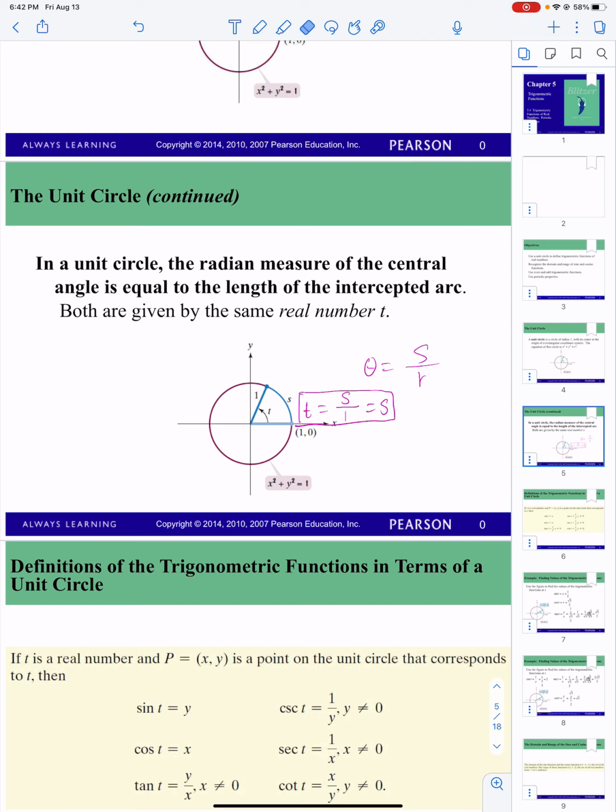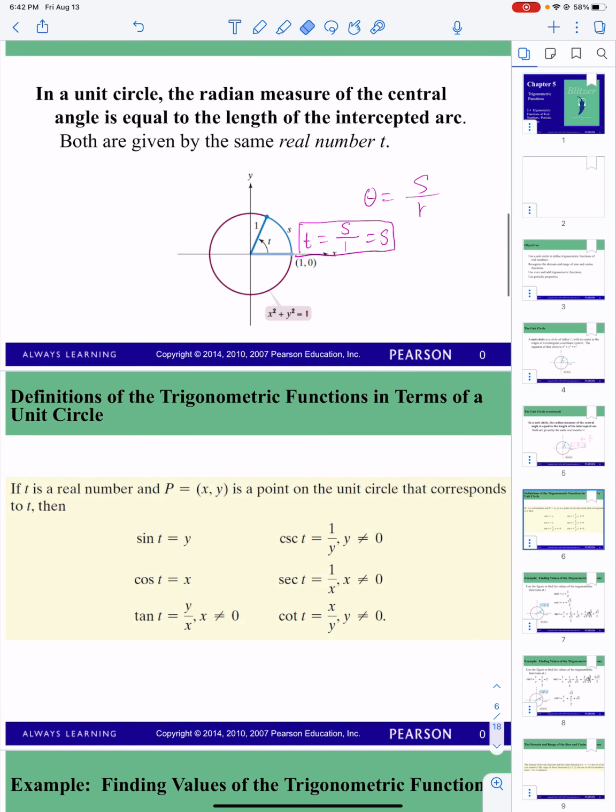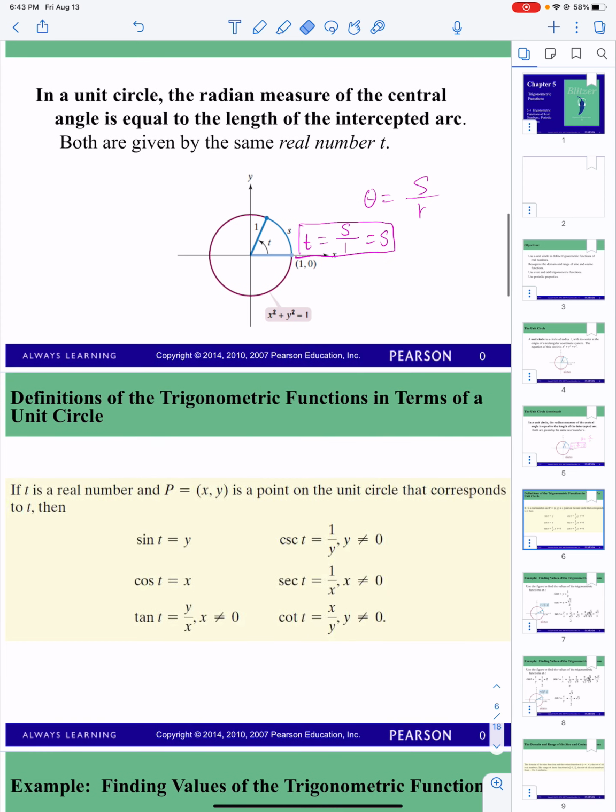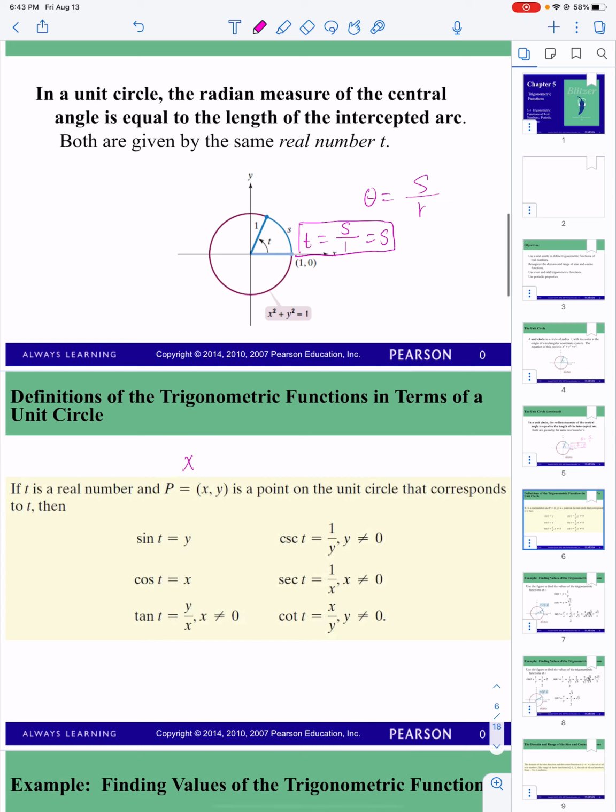This is Y, okay? So if T is a real number, P(X, Y) is a point on the unit circle. What does this mean? This means X squared plus Y squared equals what? 1. Okay, and this also tells you R will be equal to 1. R equals the square root of X squared plus Y squared, which equals 1.